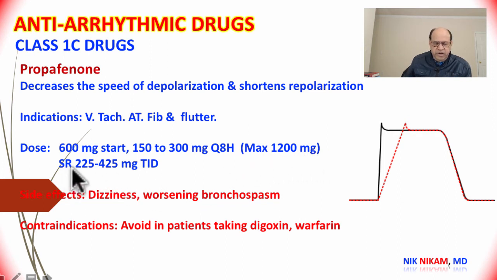The sustained release form can be given in a dose ranging from 225 to 425 milligrams 3 times a day or every 8 hours. The side effects include dizziness and worsening bronchospasm. It should be avoided in patients who are taking digoxin or warfarin.